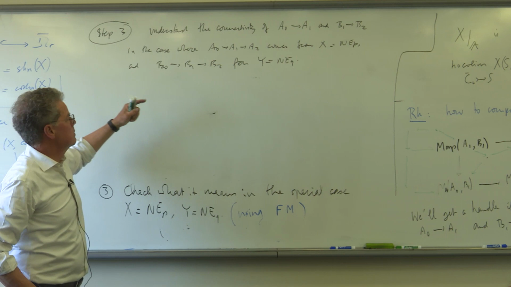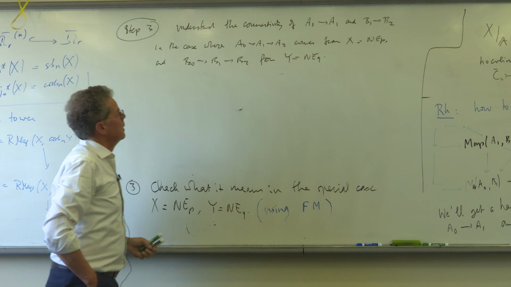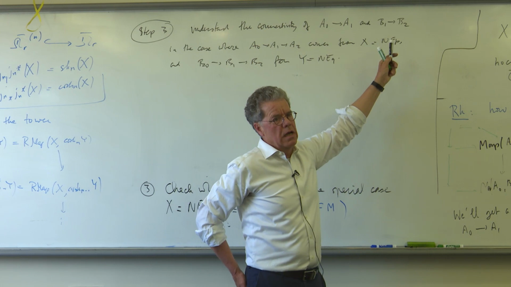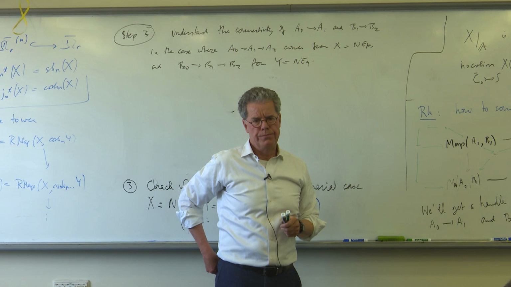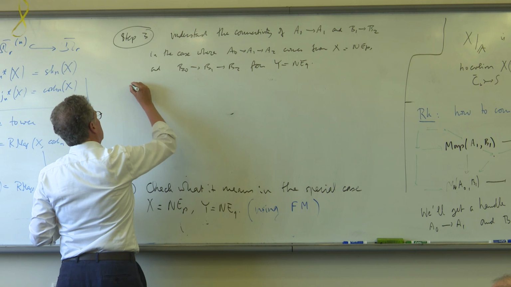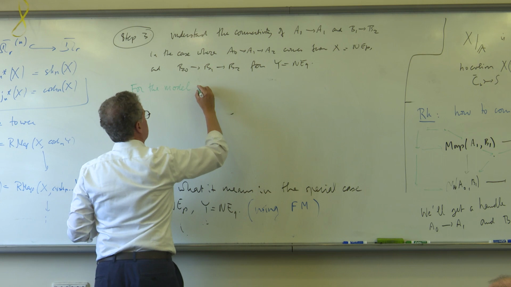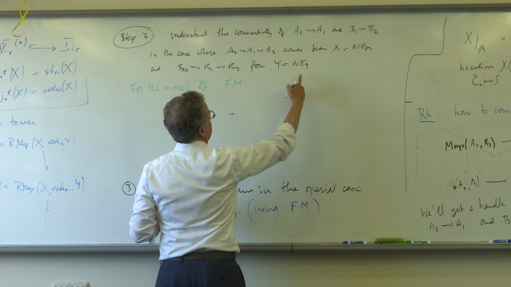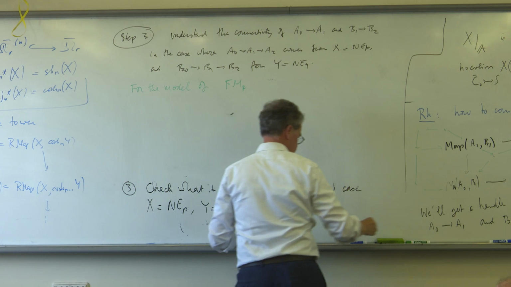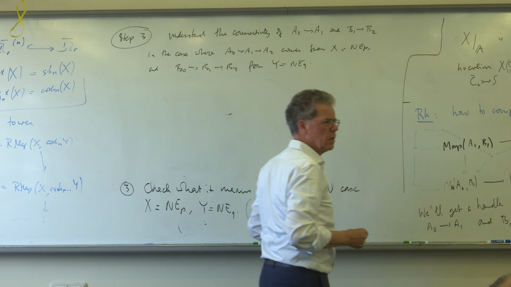So A0, A1, A2 is X restricted to this boldface A, right? Now, when I say understand the connectivity of, I mumbled it in the beginning, but you want to understand the connectivity of the fiber or the cofiber. Now, for the model of FM, B. That's right, sorry. There's a red over here. There's a new red mark. A new red, very good. So I might use it at some point.